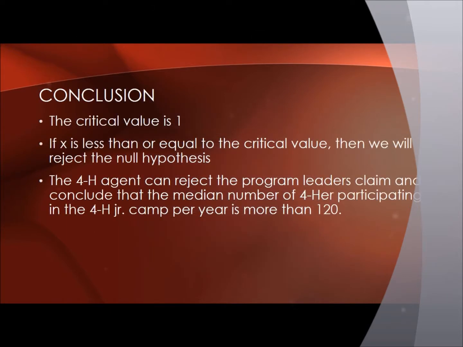So in conclusion, the critical value is 1. If the x is less than or equal to the critical value, then if we remember back our x is 3, then we can reject our null hypothesis. So the 4-H agent can reject the program leader's claim and conclude that the median number of 4-H's participating in the 4-H junior camp per year is more than 120.